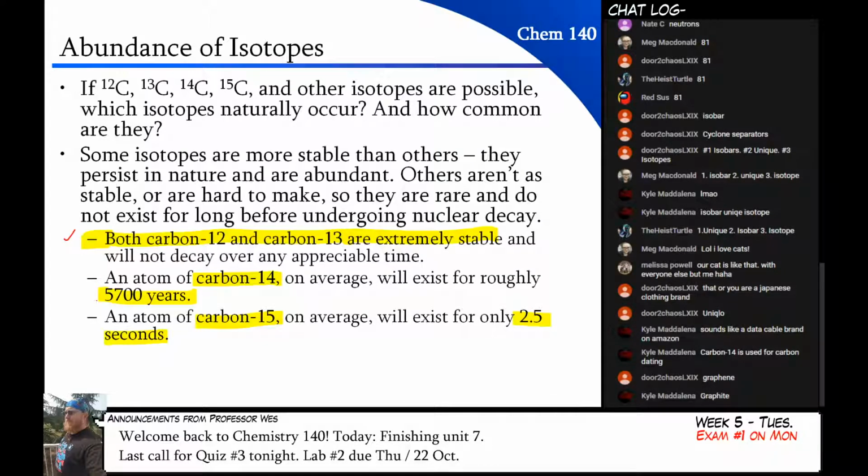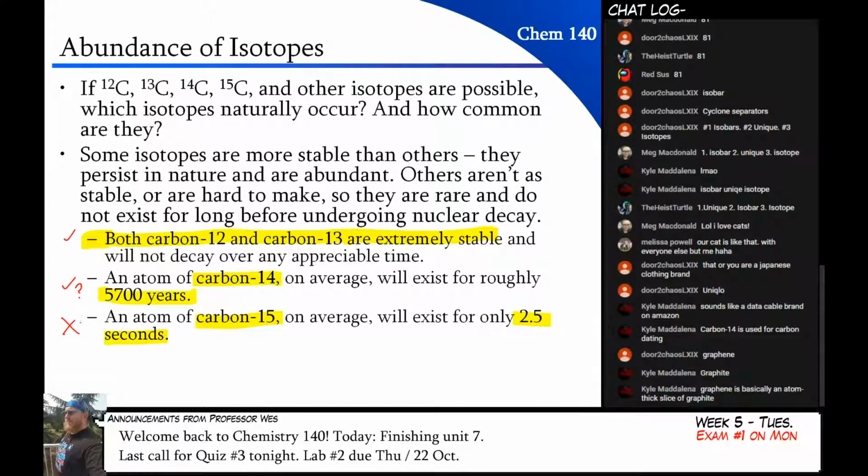If the carbon was produced within the last 5,000 to 10,000 or so years, I would absolutely find this. But if it was longer than that, I might not. And there's absolutely no way I will find any of this, because it just doesn't last long enough. So carbon 12 and carbon 13 are naturally occurring. Carbon 14 is also naturally occurring because it lasts long enough for us to see it.